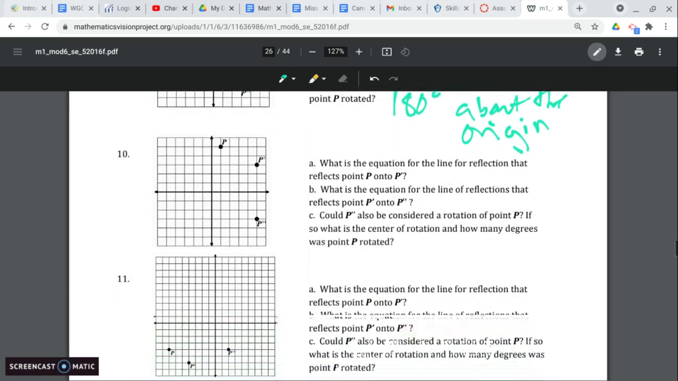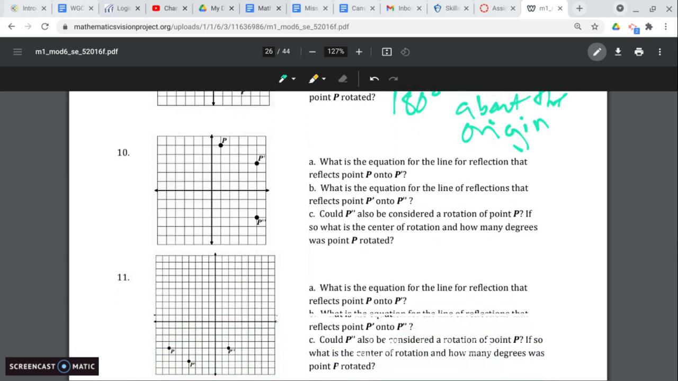So same idea for 10 and 11, but for these, you're going to actually have to come up with the equations. So it'll be a little bit more complex. So I'm going to do at least part of 10 with you. So for this first part, what's the equation for the line of reflection that reflects P onto P prime?